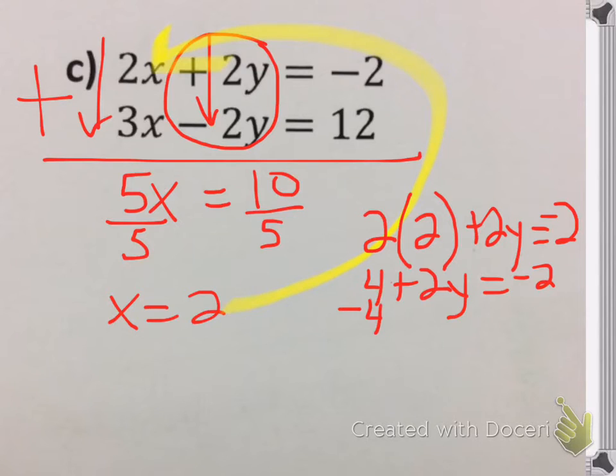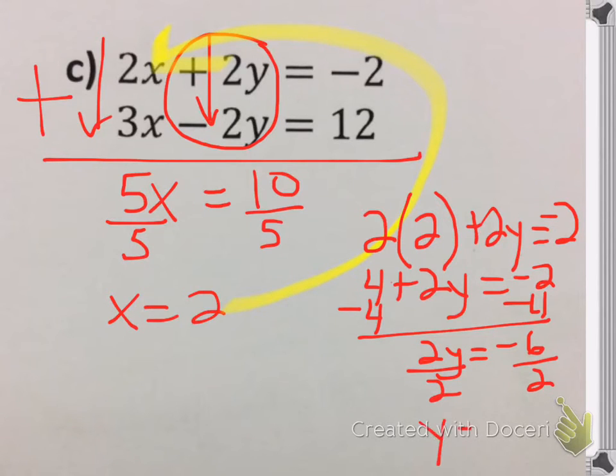I'm going to minus the 4 over, so I get 2y equals -6. Divide both sides by 2, and I get y equals -3. So my solution to this system of equations is my x comma y ordered pair, which if I were to graph it would be my point of intersection between those two lines. So 2 comma -3.